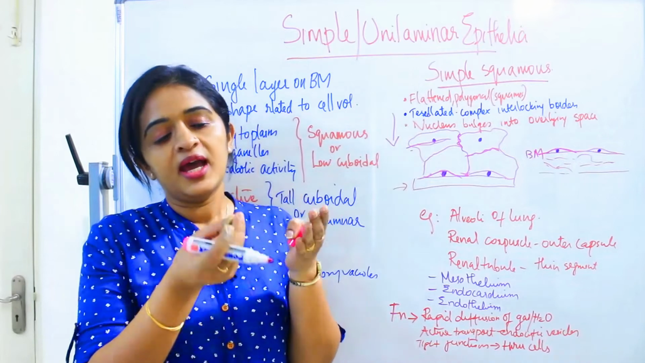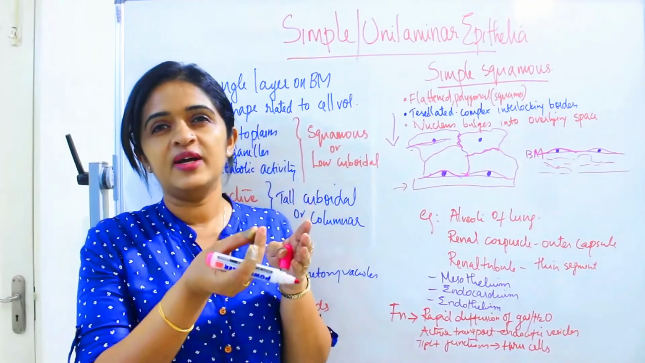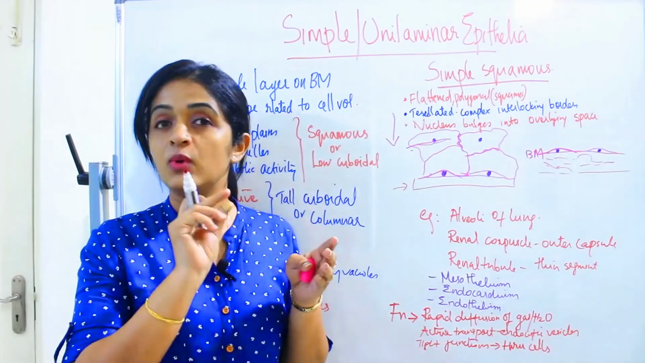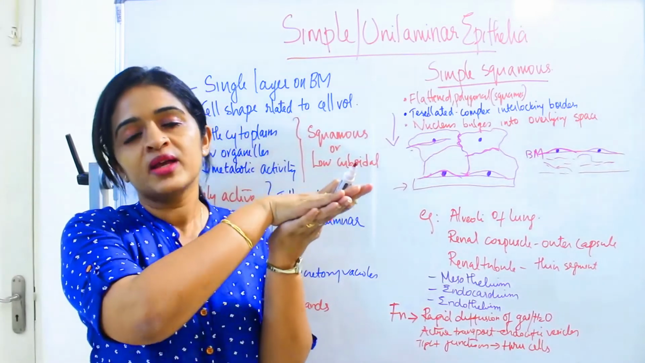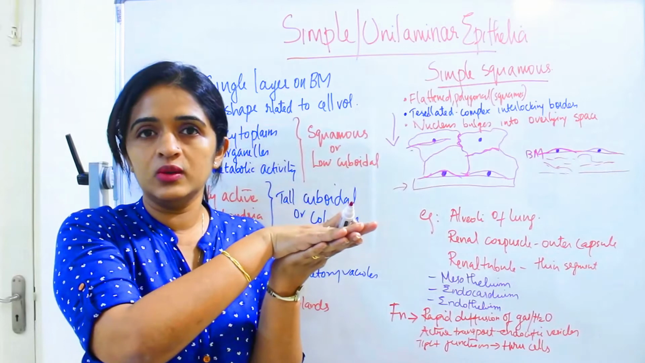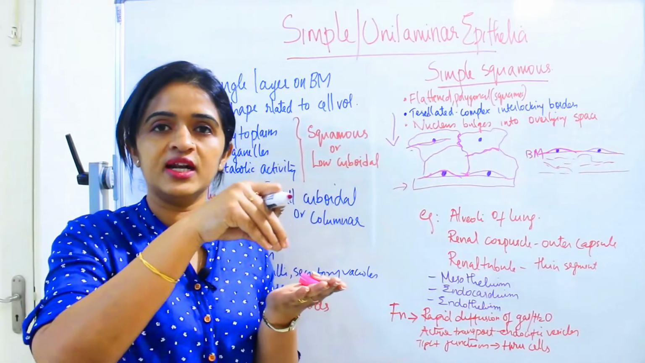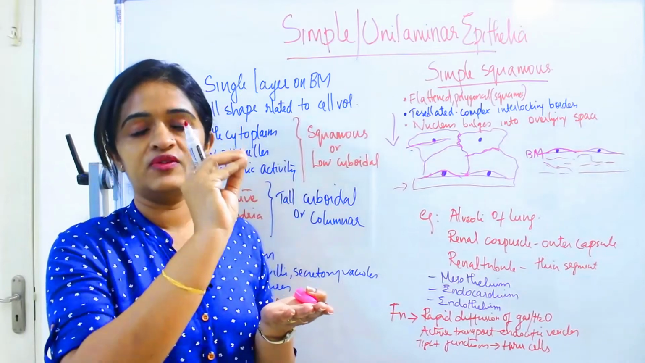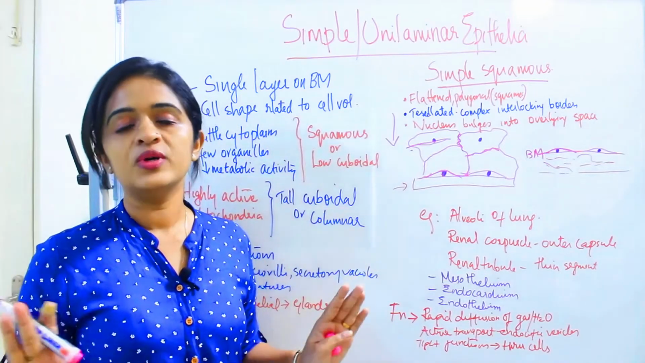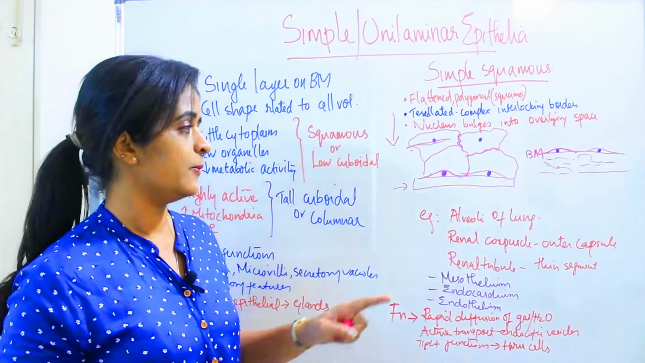of paper, and in the middle you just keep a lead ball or something, a small sphere. If you keep it in the middle and you approximate the two flat papers, how will it look? Only at the region of that lead ball, it will have a bump-like thing projecting onto the surface. That is exactly how a squamous epithelium will look.